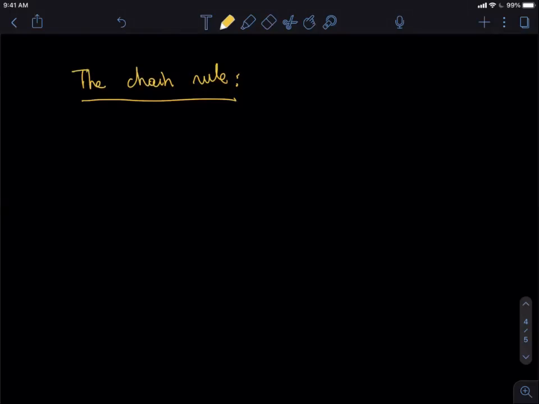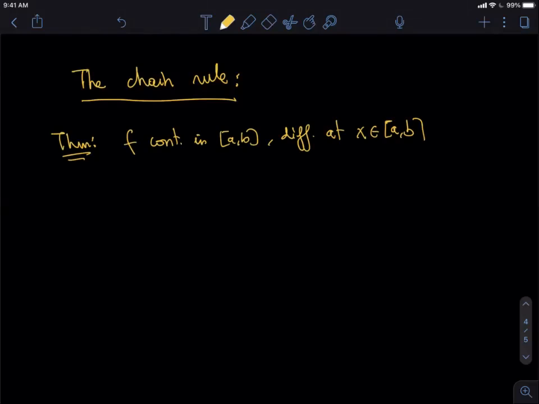Let's discuss and prove the chain rule. In this case, we are going to have two functions. Let's have two functions. F is continuous in [a,b] and differentiable at some point x in (a,b). That means that the derivative exists.